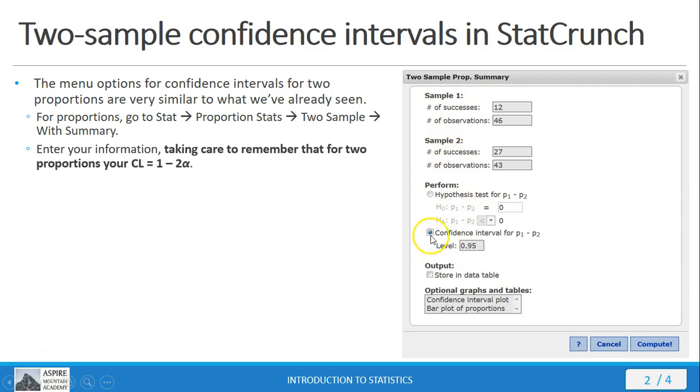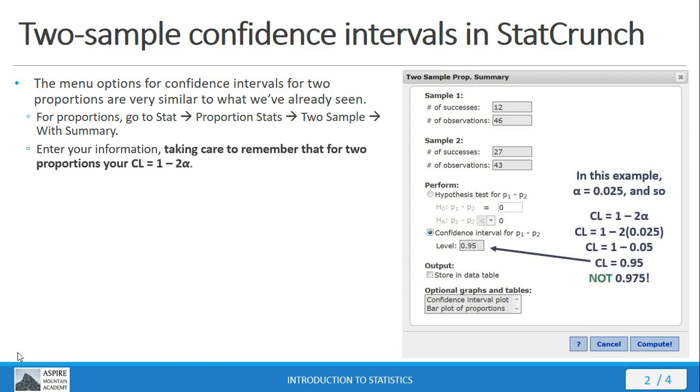We click the radio button down here for confidence interval, but take note that your confidence level is no longer just 1 minus alpha. Now that you've got two populations that you're comparing, your confidence level will be 1 minus 2 alpha. Very important difference to keep in mind. If you put in the wrong confidence level, of course, the limits that you get, the upper and lower bounds for your confidence interval, are going to be incorrect.